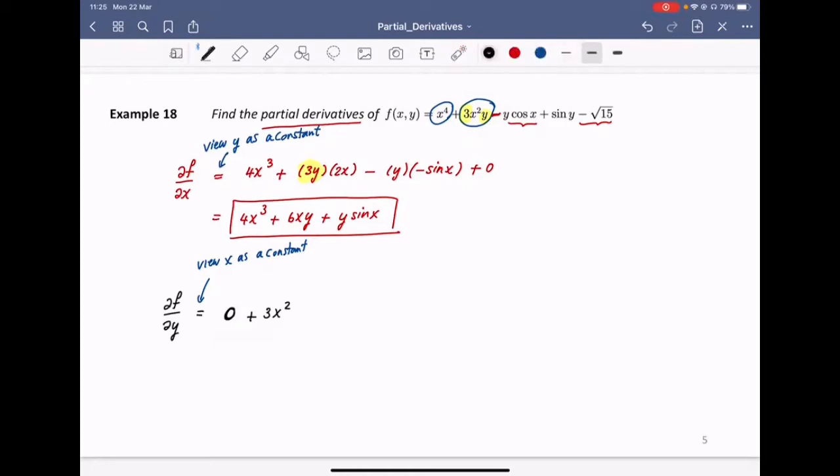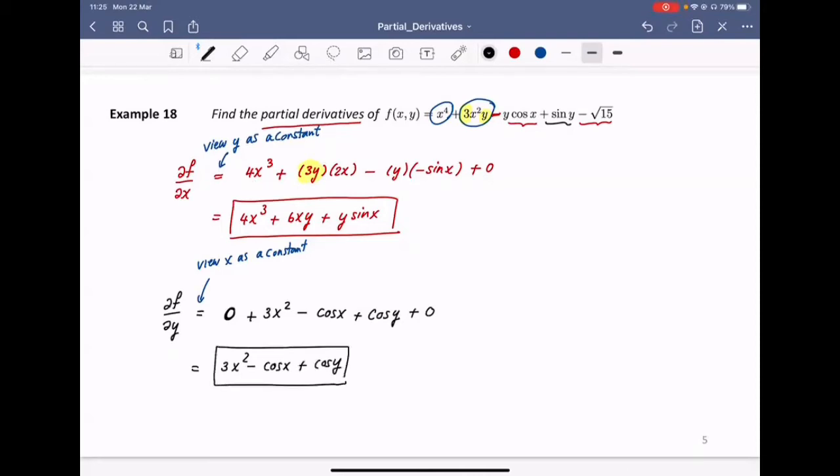And then another one, you get negative cosine x, right? Because you have negative y cosine x. That means you differentiate with respect to y, so you get negative cosine x. And differentiate sine y. Okay, I forgot sine y on the top one, but it's 0 anyway. So I have sine y, so differentiate sine y, I get cosine y. And then a constant, I get 0. So at the end, I have 3x squared minus cosine x plus cosine y.